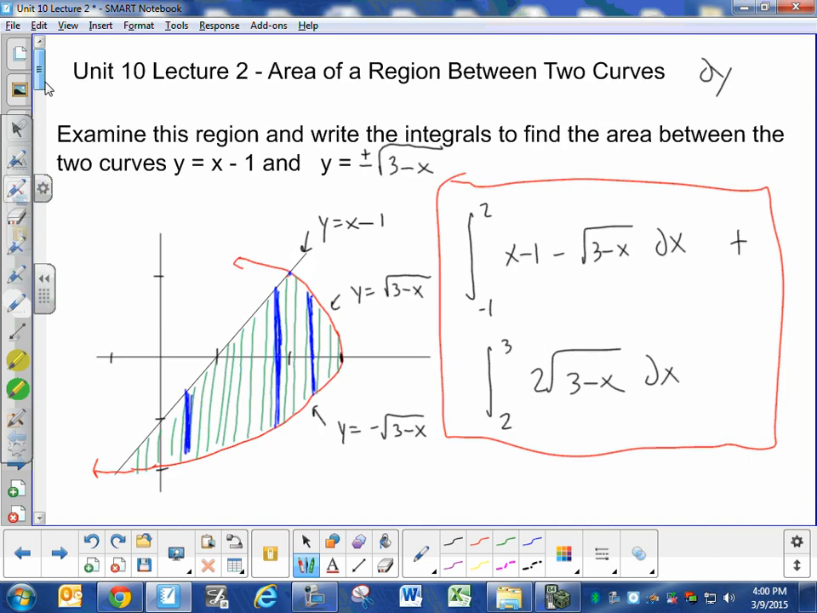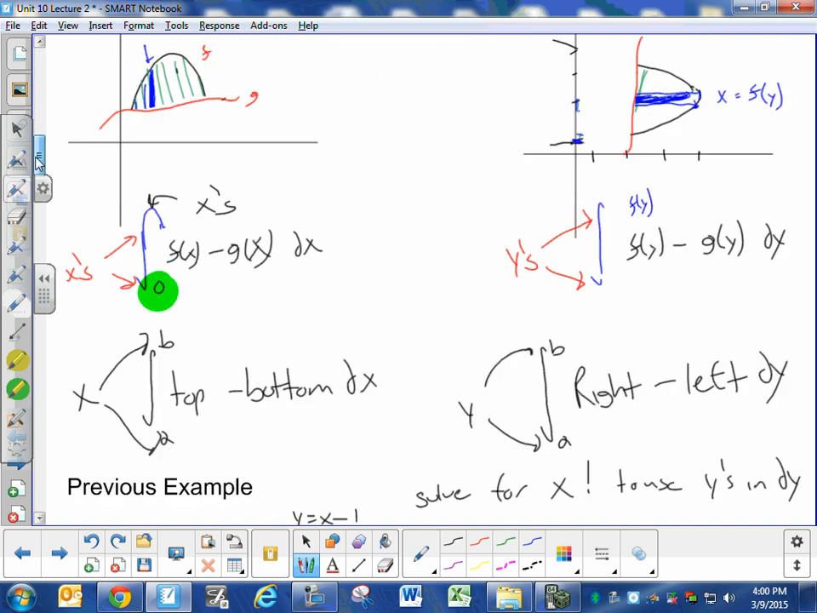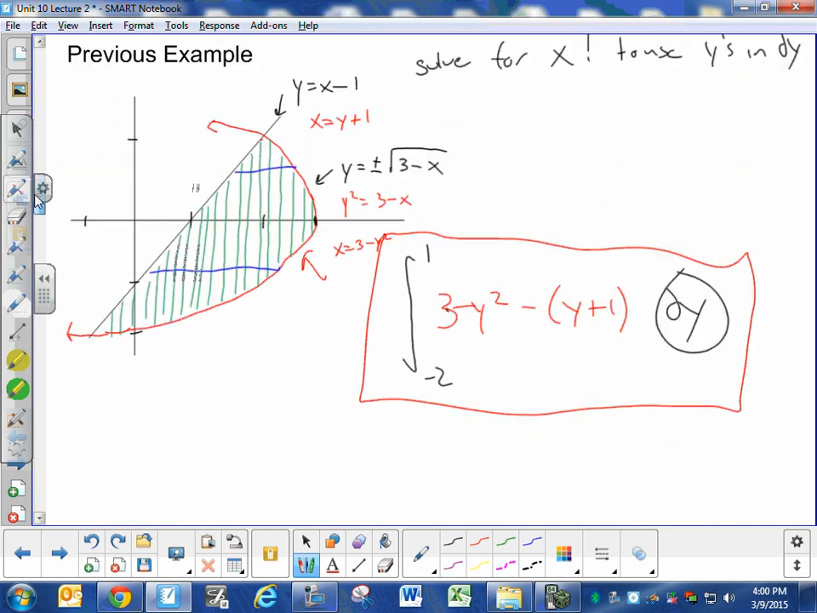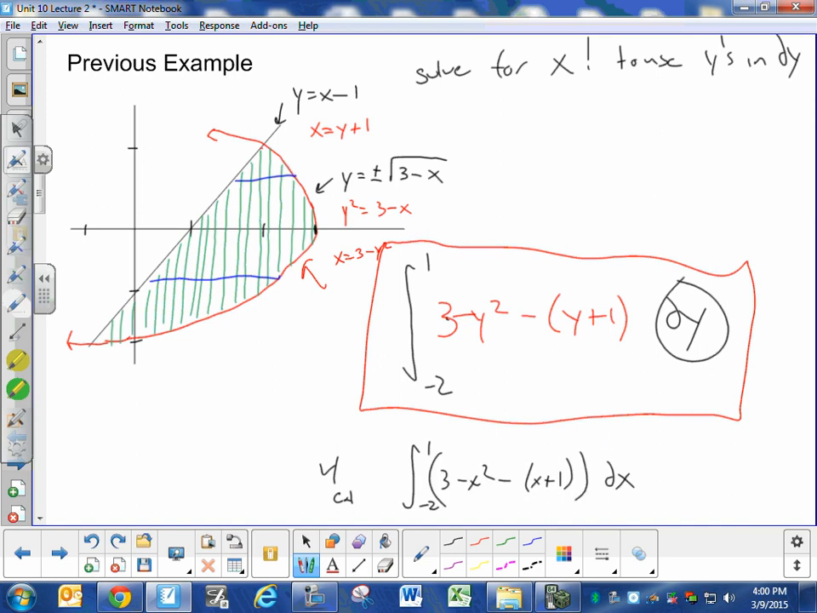Plug in this that we just found using dx's and plug in this. Now, how do you plug this into your calculator? You just pretend like it's with x's. I mean, you can just go and say with your calculator, negative 2 to 1 of 3 minus x squared minus x plus 1 dx, and you'd get the same value. Okay? So this is finding areas between two curves now with respect to y.